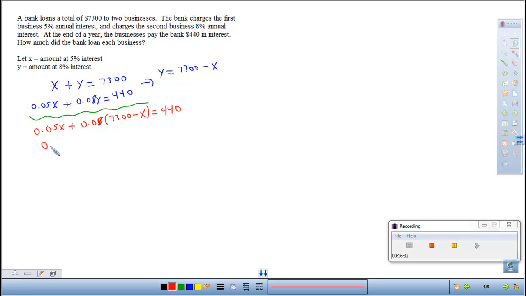So you're going to have your 0.05x, use your distributive property to give you 584 minus 0.08x equals 440. And then your like terms, so the 0.05x minus the 0.08x gives you a negative 0.03x. Since they were on the same side, I can go ahead and combine those.